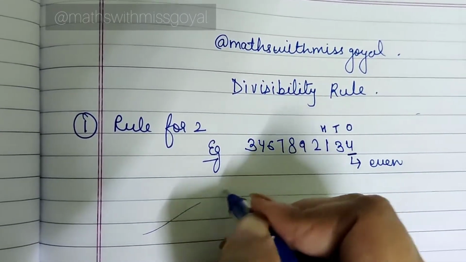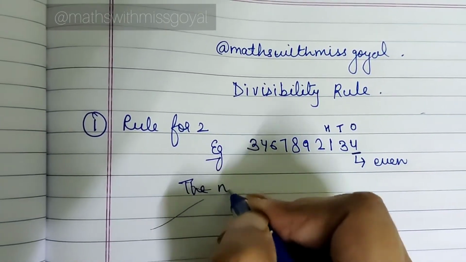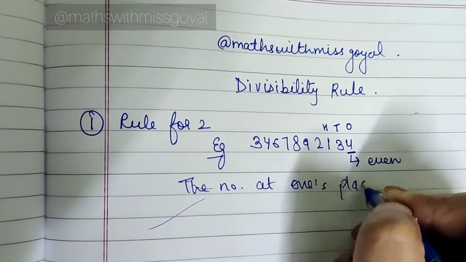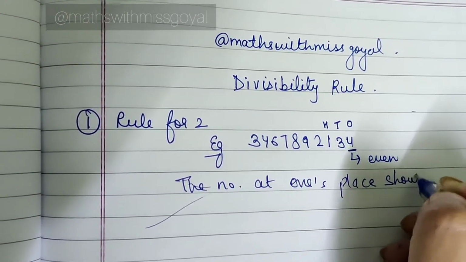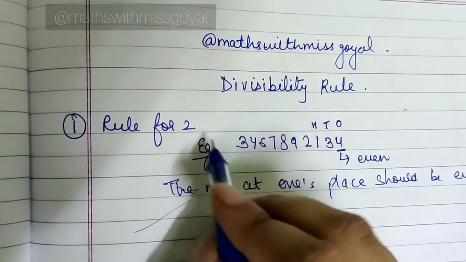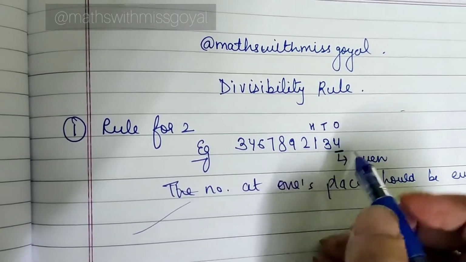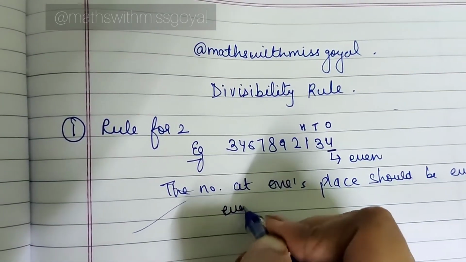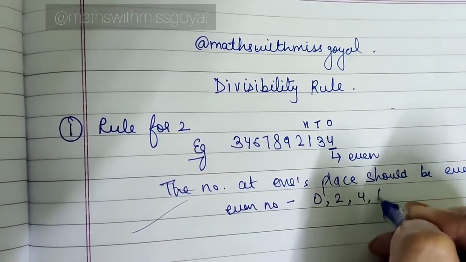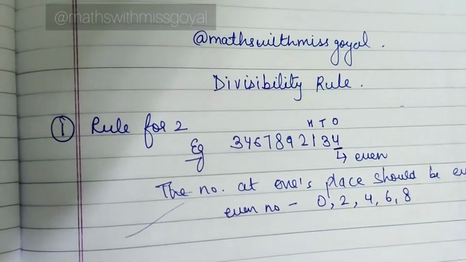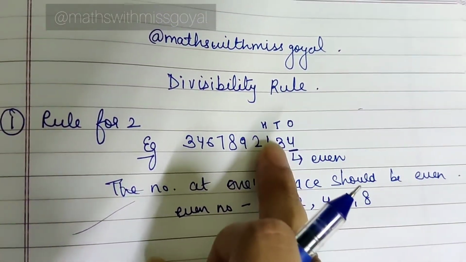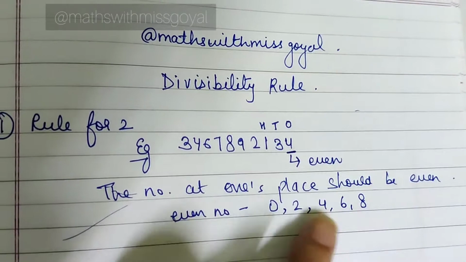So the rule is that the number at the ones place should be even for checking divisibility by 2. And what are the even numbers? Let me tell you: 0, 2, 4, 6, 8, the numbers which come in the table of 2. So you will check only the number at the ones place, and it should be even.